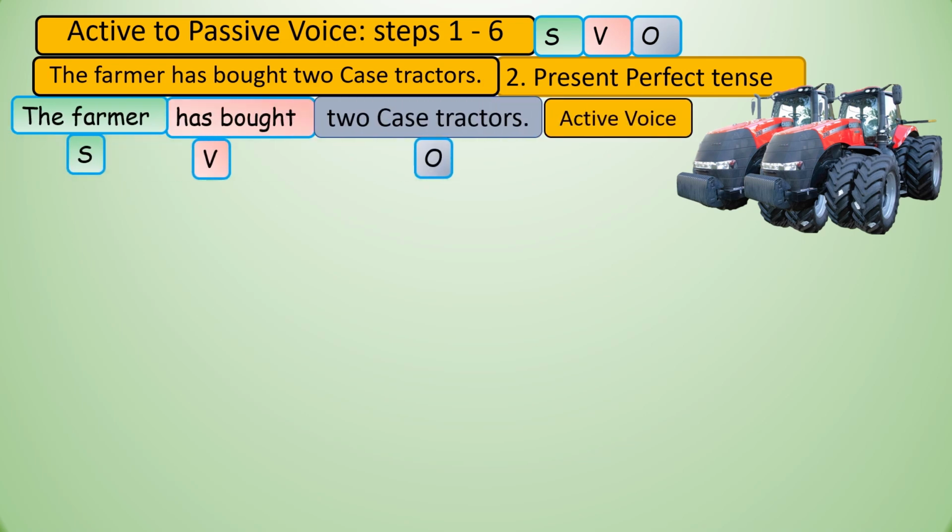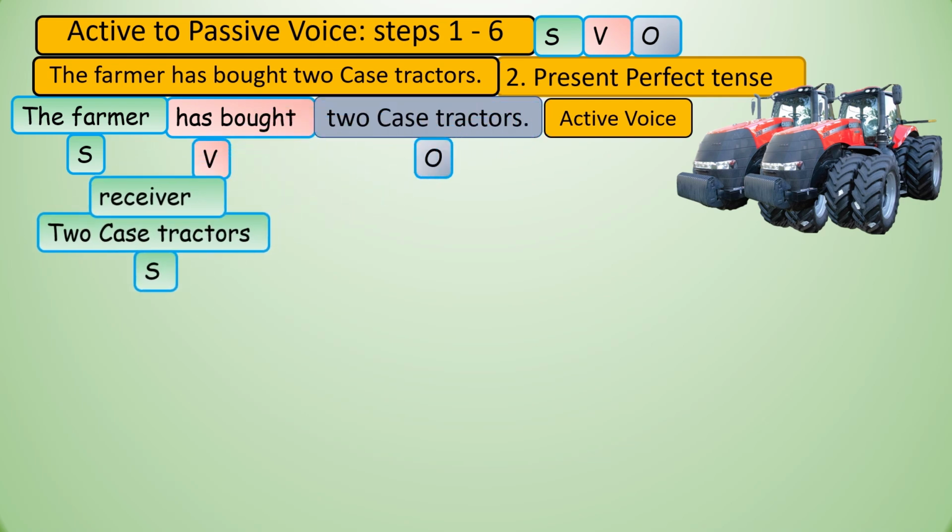So let's look at our sentence when we've divided it into subject, verb, and object. Has bought is our verb construction. Who or what has bought? The farmer, subject. The farmer has bought who or what? 2 case tractors, active voice.